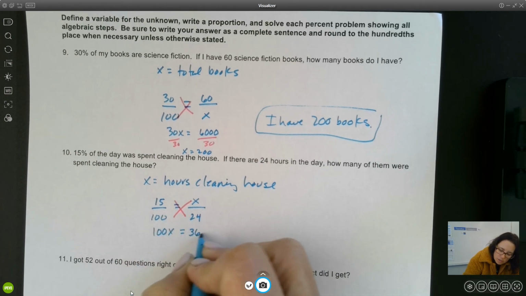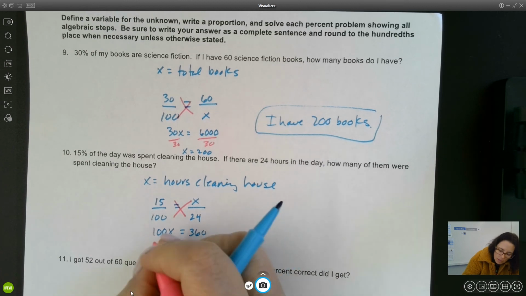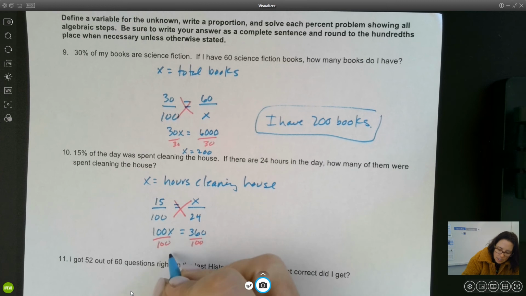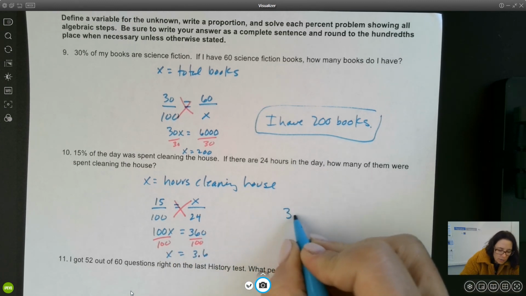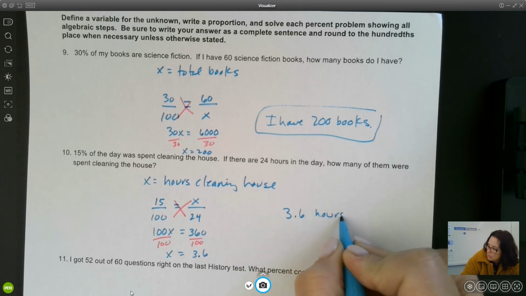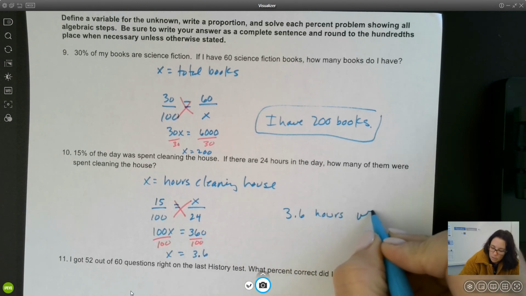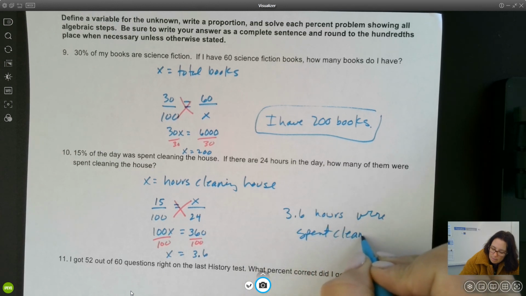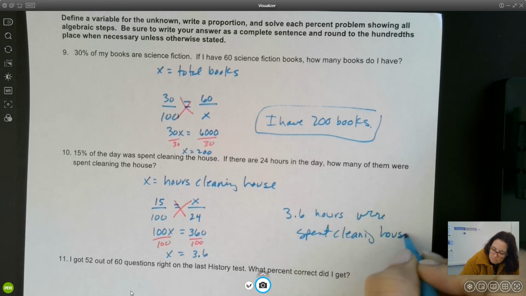100x equals 360. We're going to divide by 100. And we're going to have x equals 3.6. So 3.6 hours were spent cleaning the house.